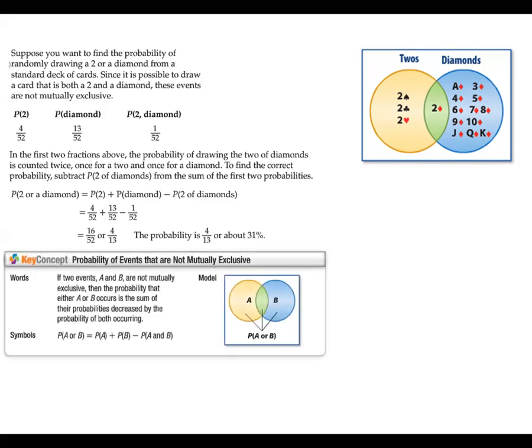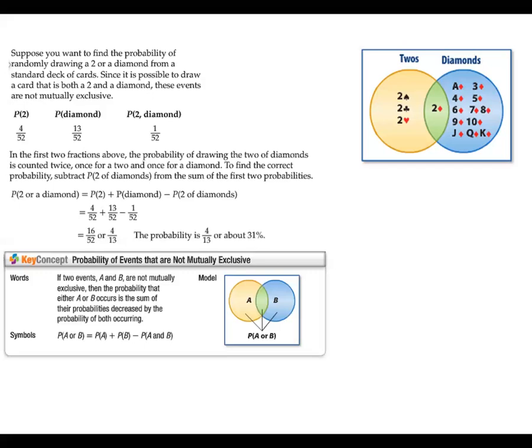So, probability of events that are not mutually exclusive. If 2 events, A and B, are not mutually exclusive, then the probability that either A or B occurs is the sum of their probabilities decreased, or subtracted, by the probability of both occurring. So the probability of A plus the probability of B minus the probability of A and B.